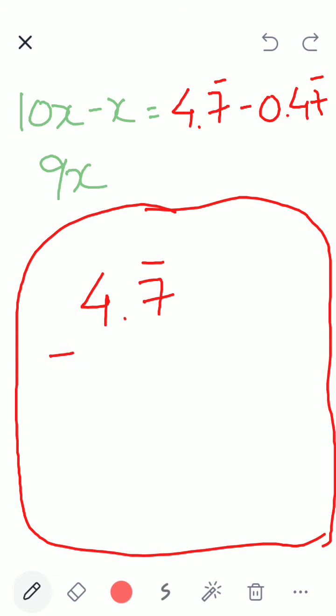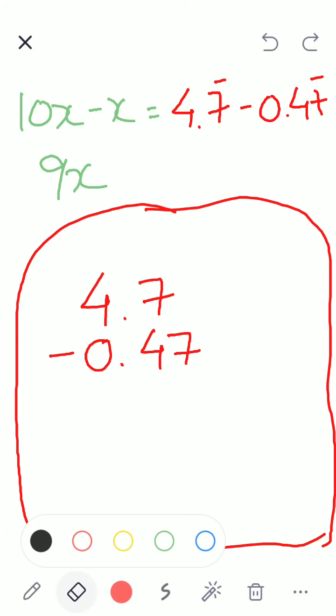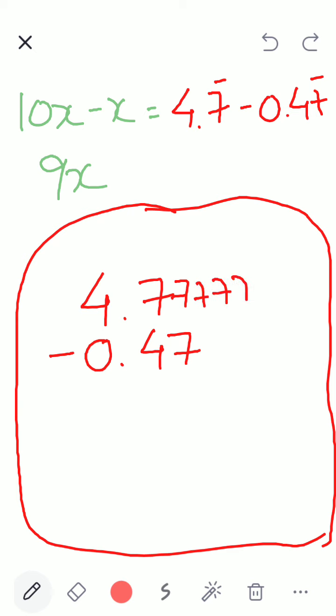Minus 0.47 bar. Correct, no? Correct? Okay. So this can be written as how? I will remove the bar, for understanding purpose, and I will write 4.77777 dot dot dot, correct? And this I will write 4.77 dot dot dot.